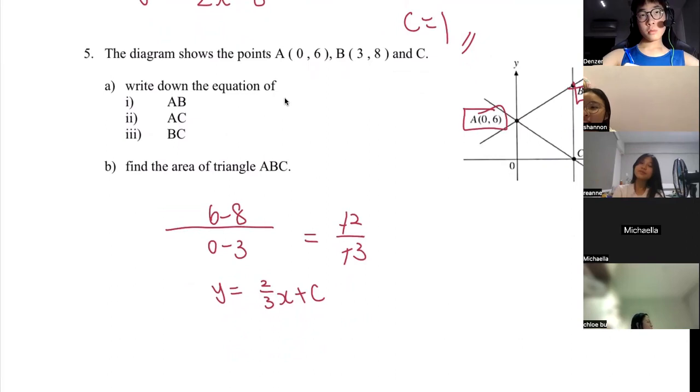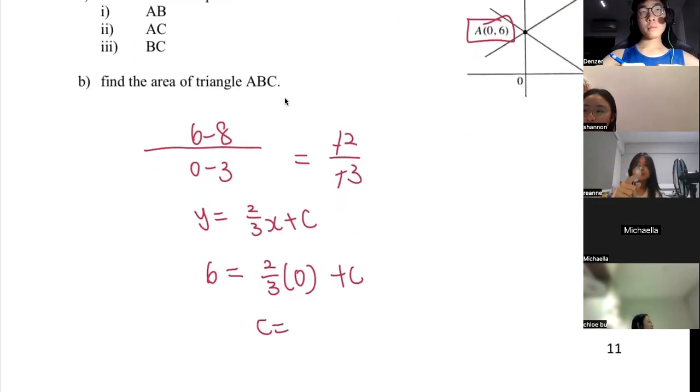Okay, so to find the value of C, I need to sub in any coordinates. You decide. Of course, the 0, 6 is easier, right? So I will sub in y equals to 6, 2/3 bracket 0 plus C. C is 6. Don't just leave it as that. So y equals to 2/3 x plus 6.